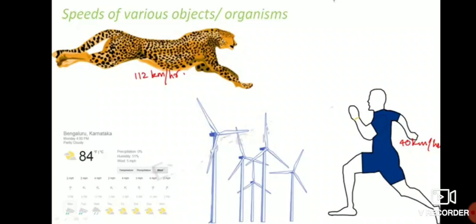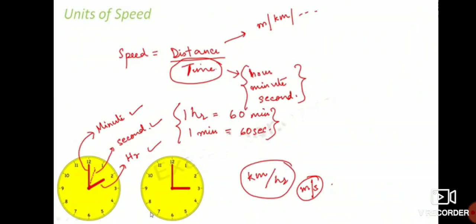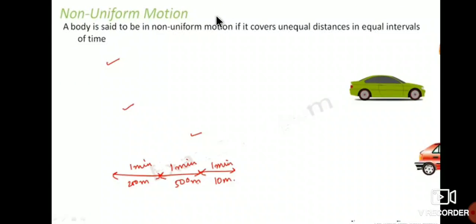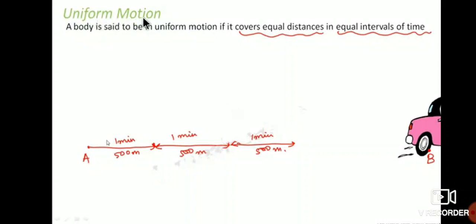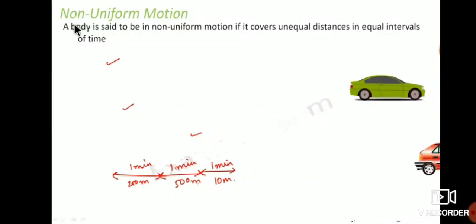So these are the concepts we studied in this chapter, that is motion and time. And dear students, today's homework: first, define uniform speed, and second, define non-uniform speed. These questions are homework for you.